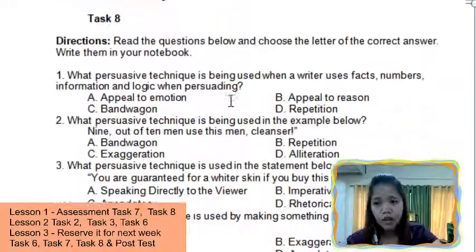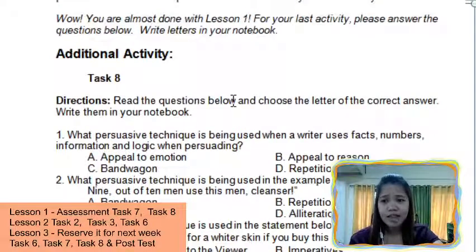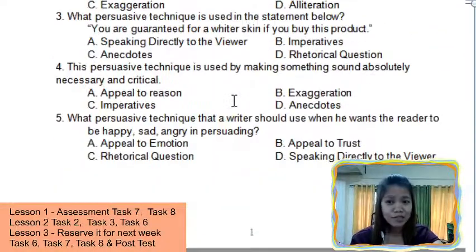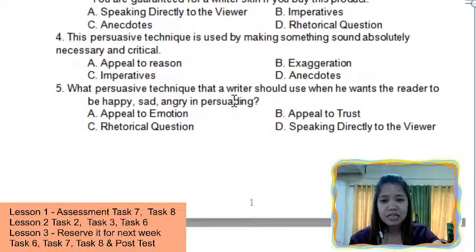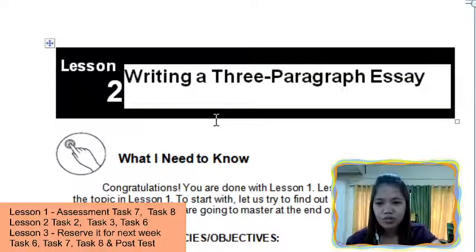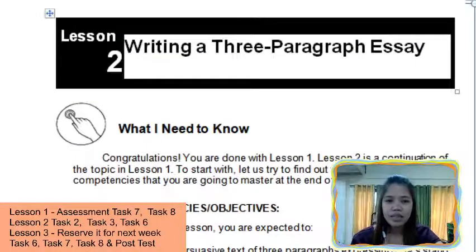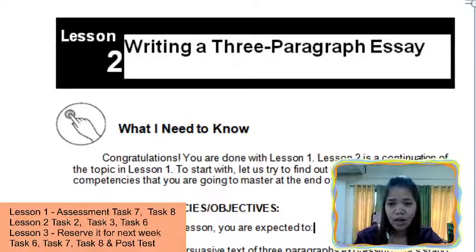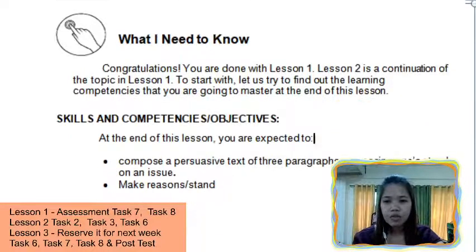Task 8, also, you're going to answer this. Ang dali lang, nandun na yung answers anyway. But let me see if you have watched this video para makita ko kung sino talaga yung nanonood at hindi. Lesson 2. Okay, let's proceed to lesson 2. Lesson 2 is a bit more difficult than lesson 1. You are expected to compose a persuasive text of 3 paragraphs expressing one's stand on the issue.